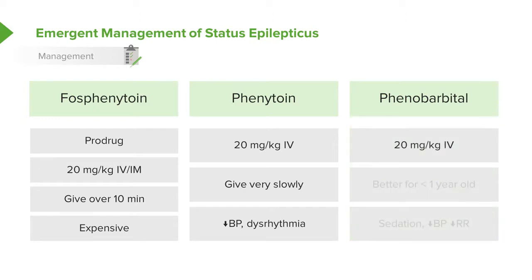Phenobarbital is also 20 milligrams per kilo. You can see an easy dosing scheme here. It's better for children typically under 1 year of age, but can cause sedation and a low blood pressure or a low respiratory rate, so be ready to provide some respiratory support.